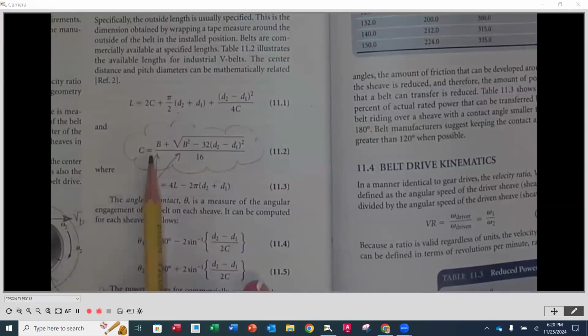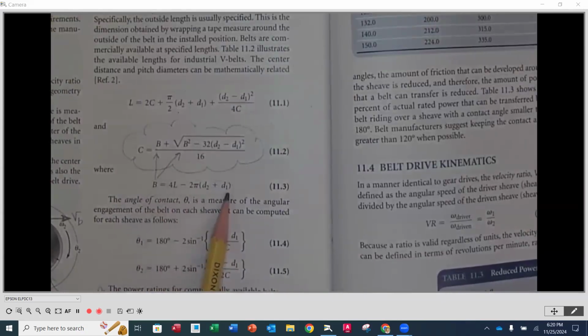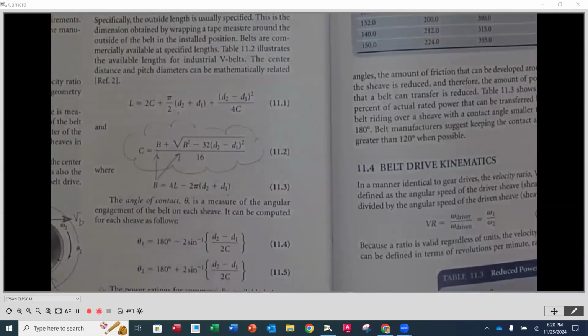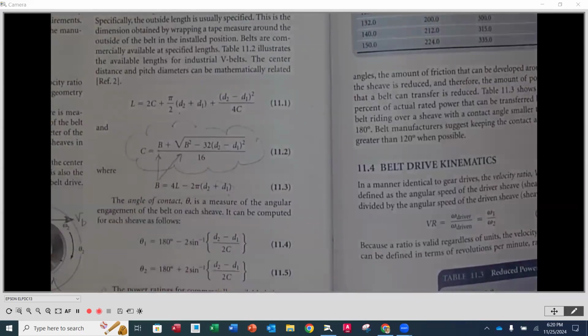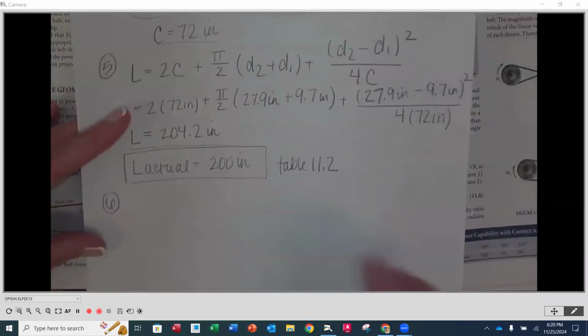Notice that our B's in this equation are from this value down here. So what we do is we calculate our B based on our length and our pitch diameters, and then we use that B in the equation for the center distance, okay? So we have to calculate B first using the actual length. So we're going to use the actual length here.